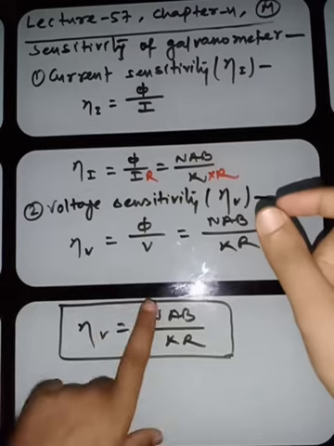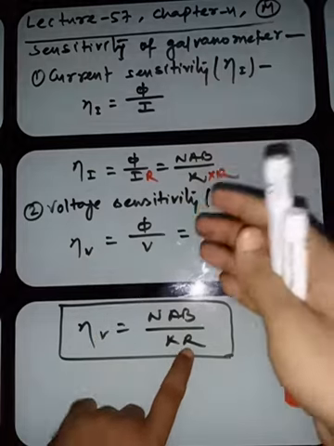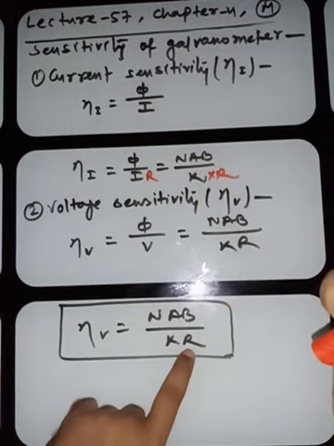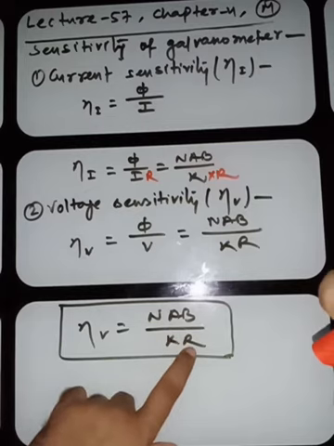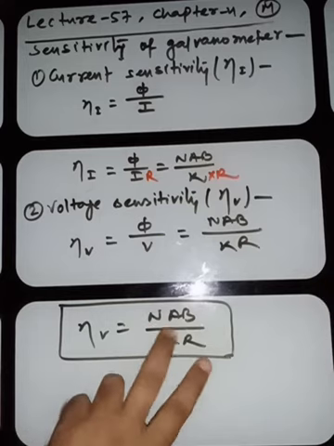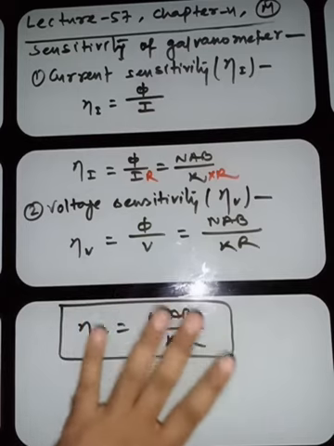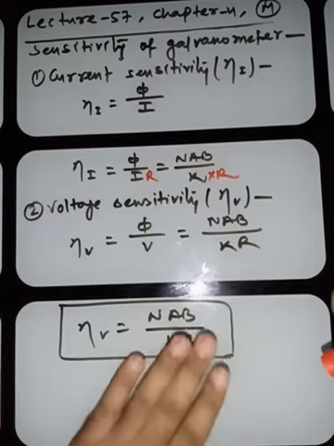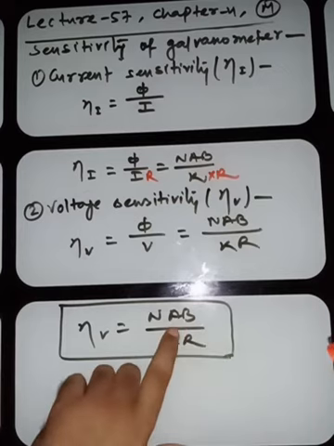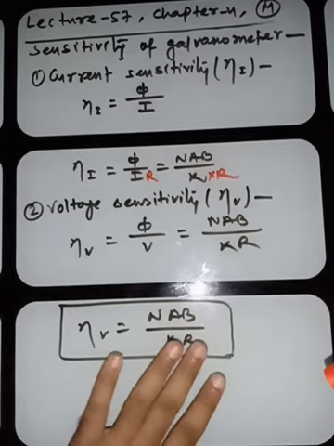If the number of turns is the same and you change the resistance, of course the sensitivity will change. Likewise, if you keep the resistance constant and change the number of turns, of course the sensitivity will change. Otherwise, if you do not disturb the resistance, the resistance is also changing as the number of turns increases, so the number of turns will not affect the voltage sensitivity. Area will affect, magnetic field will affect, and K, of course, will affect.